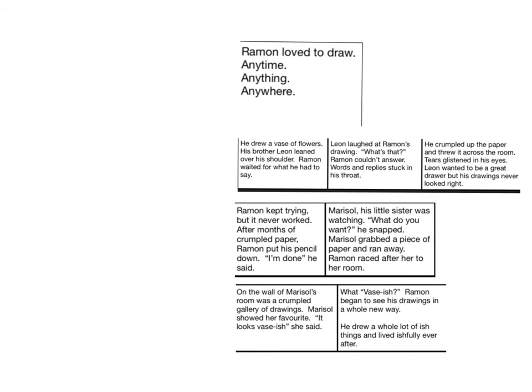So my first paragraph is the one about how Raymond loved to draw anywhere, anytime. My second paragraph is all about the ideas of how his brother came up and teased him about his drawing and then what his reaction was. My third paragraph is going to be about the ideas of what happened when he threw down the piece of paper and then his sister picked it up and raced into her room.